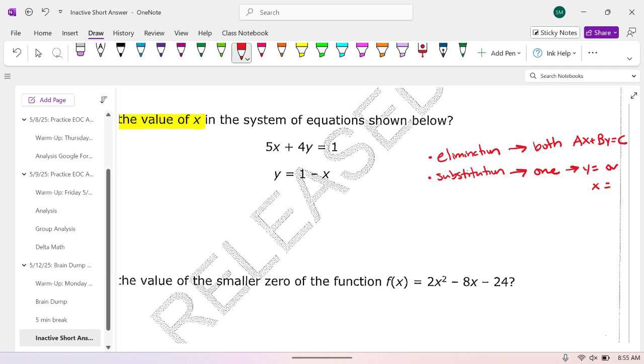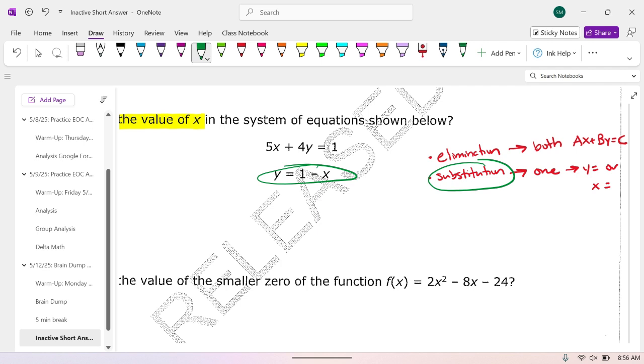So look at our system of equations. Based off of what I just told you, which one do you think we're going to use? Well, what method? Elimination or substitution? Substitution. Because we have this one that says y equals 1 minus x.